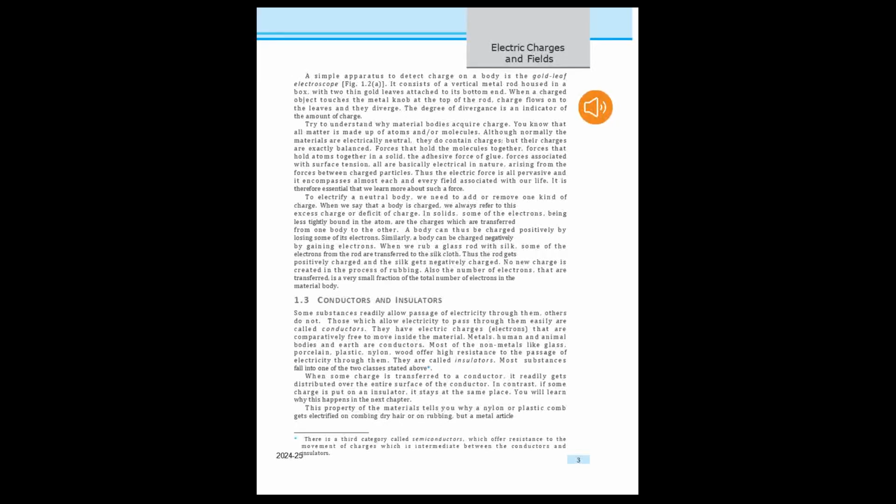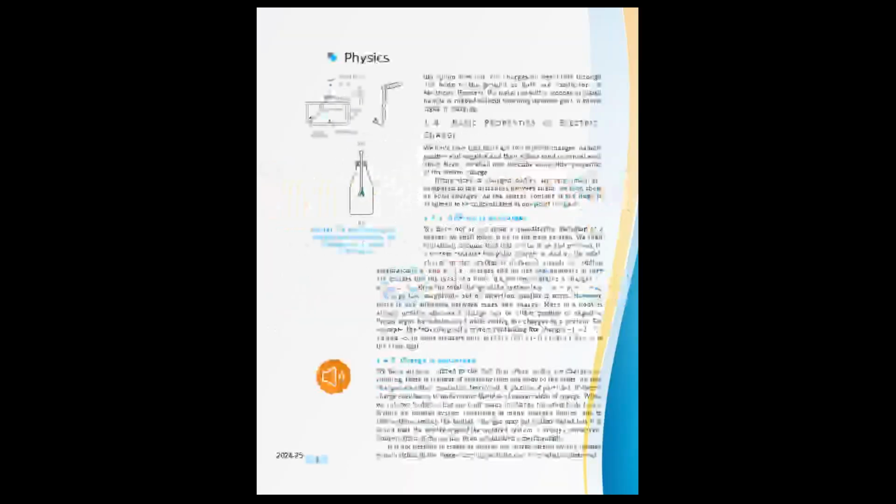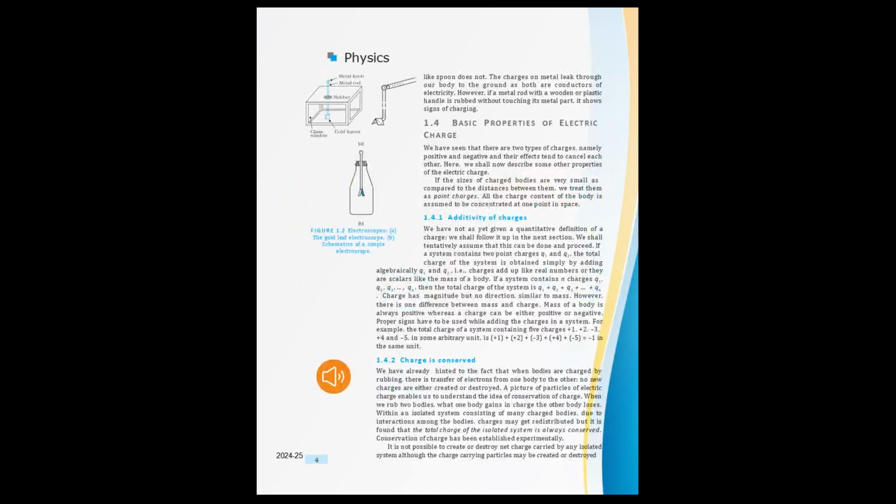This property of the materials tells you why a nylon or plastic comb gets electrified on combing dry hair or on rubbing, but a metal article like a spoon does not. The charges on metal lead through our body to the ground as both are conductors of electricity. However, if a metal rod with a wooden or plastic handle is rubbed without touching its metal part, it shows signs of charging.